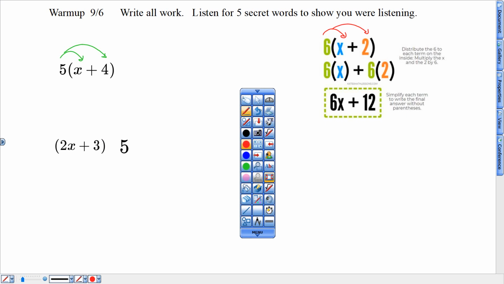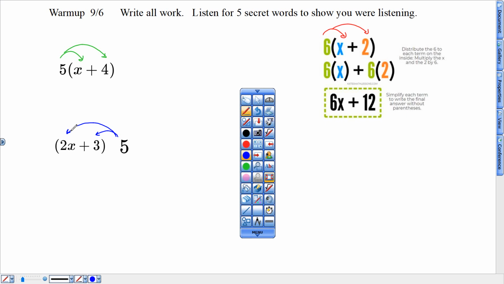Bus. You could reverse distribute, where you take that number to the right and still multiply by both things inside that parenthesis. So here we go. 1, 2, 3. Hopefully you got that first word.